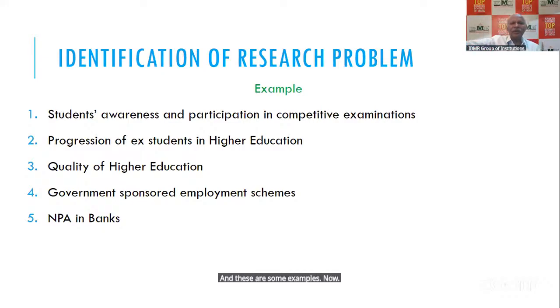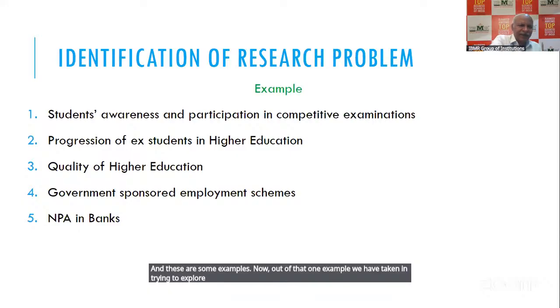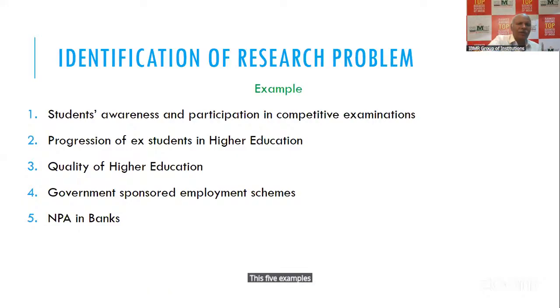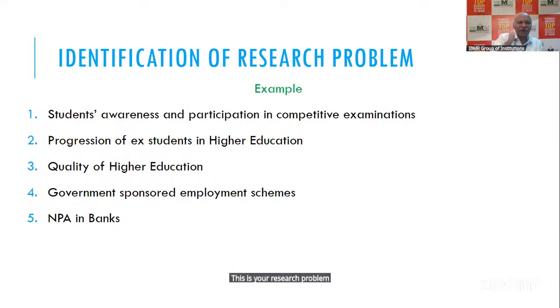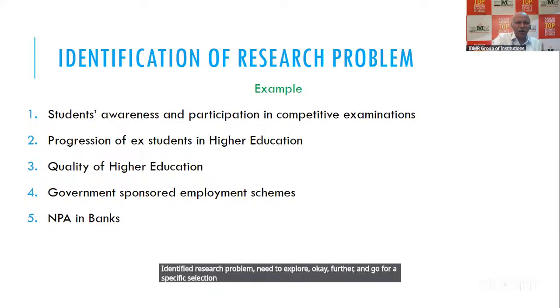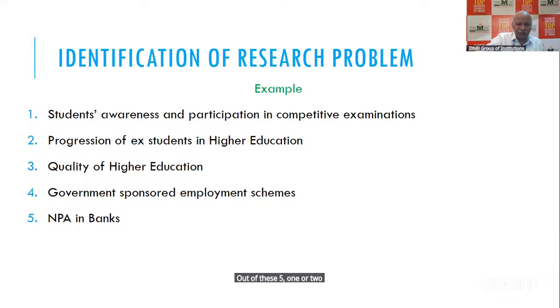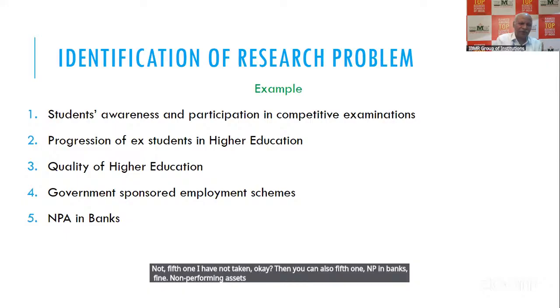Now, out of that, one example we have taken and are trying to explore. From these 5 examples, the main research problem we identified. So I am trying to focus on NPA in banks. Suppose you are trying to focus on government sponsored employment schemes. This is your research problem. But this identified research problem needs to be explored further to go for a specific selection of problem. Out of these 5, 1 or 2 I have taken and explored. Fine, non-performing assets in banks.